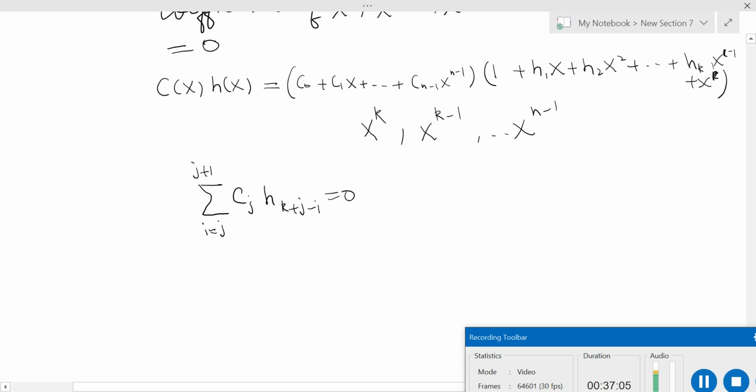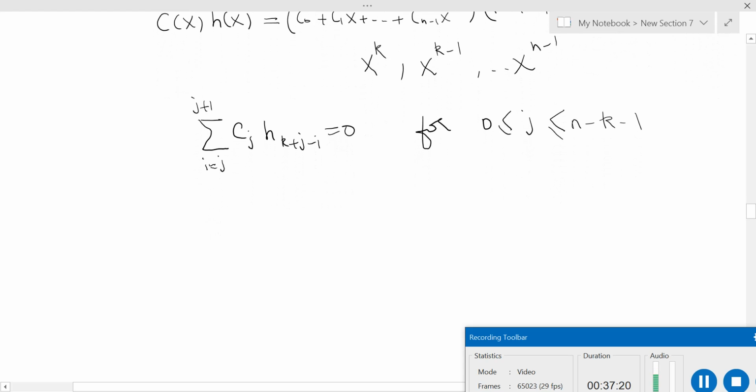This is a small assignment for you. Just verify that it comes out like this, for 0 less than or equal to j less than or equal to n minus k minus 1. This is basically the same as c H transpose equals 0 in the linear codes we have done.